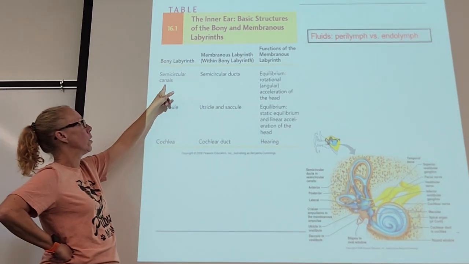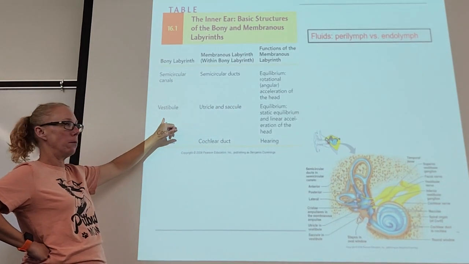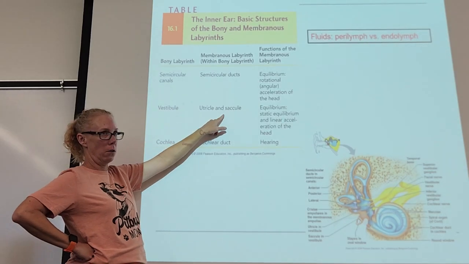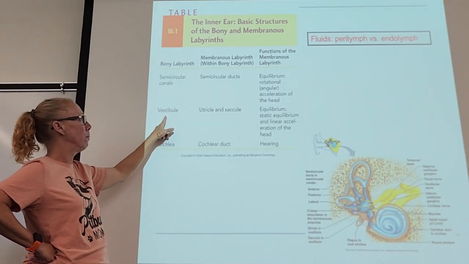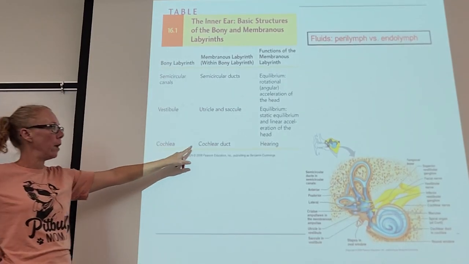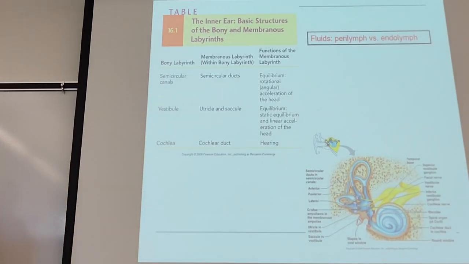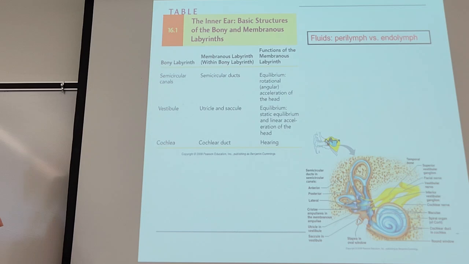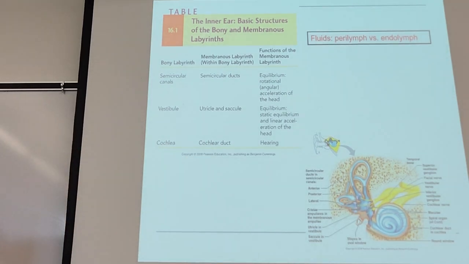Within your semicircular canals, you have semicircular ducts. Within the vestibule, you have soft membranous structures called the utricle and the saccule. The vestibule is the bony structure that surrounds it. In the cochlea, deep to that, we have the cochlear duct, which we also call the scala media. Same thing, so it's called the scala media.